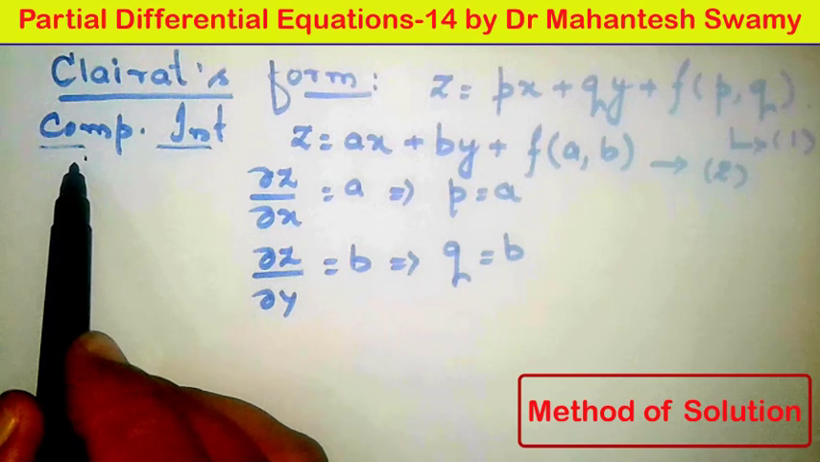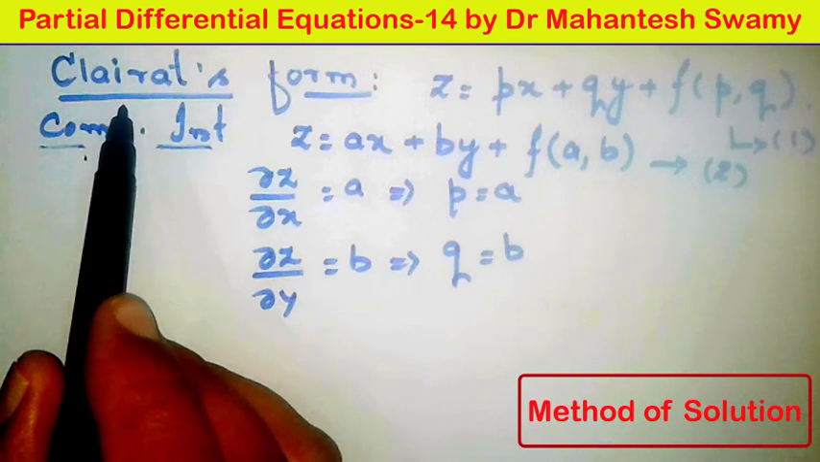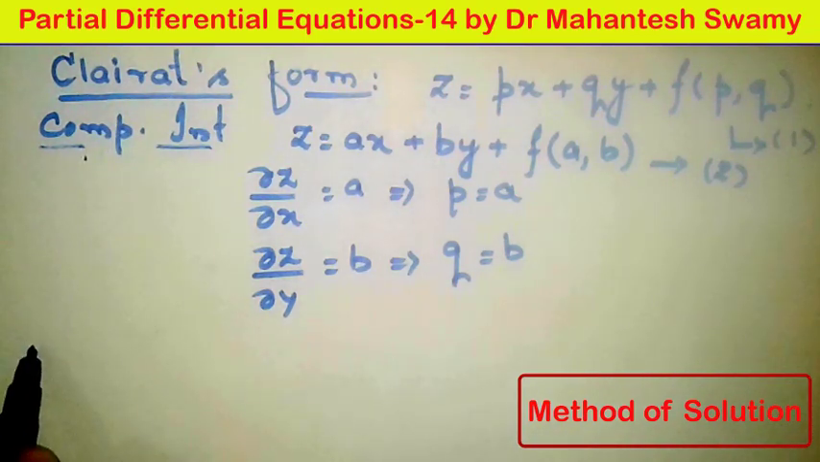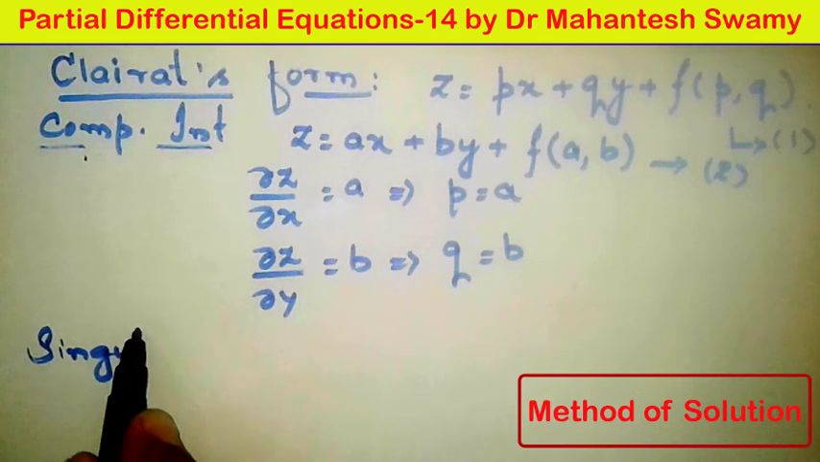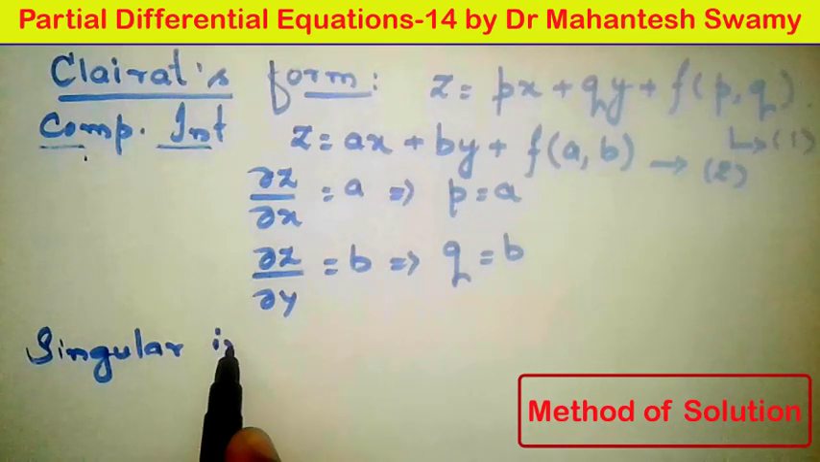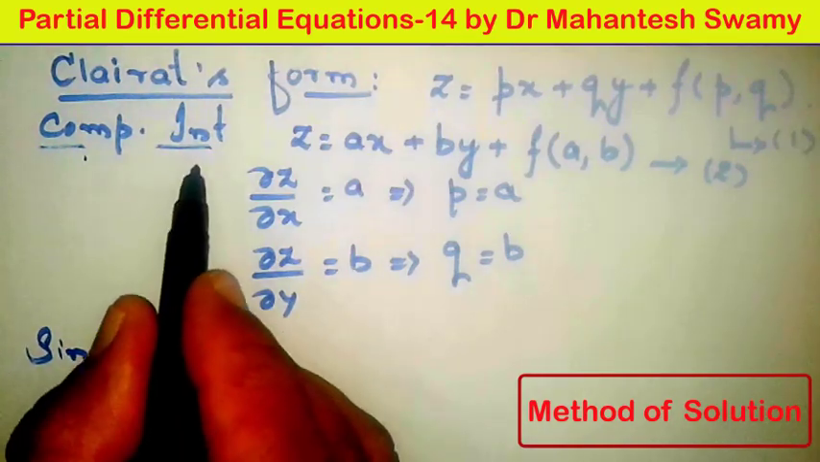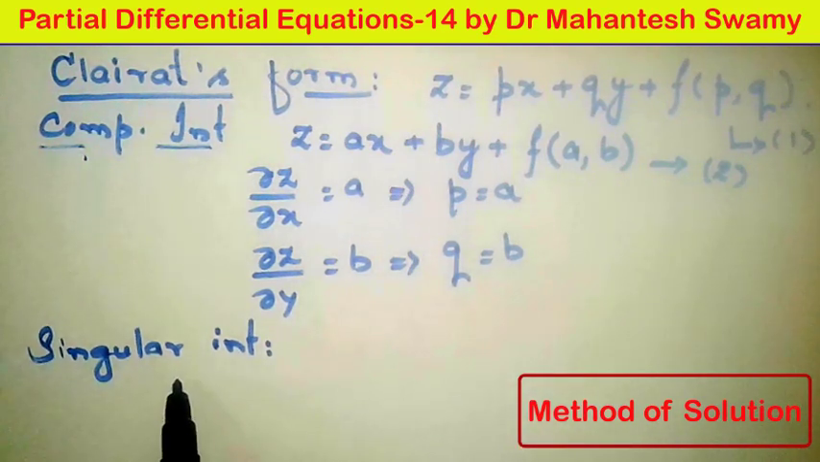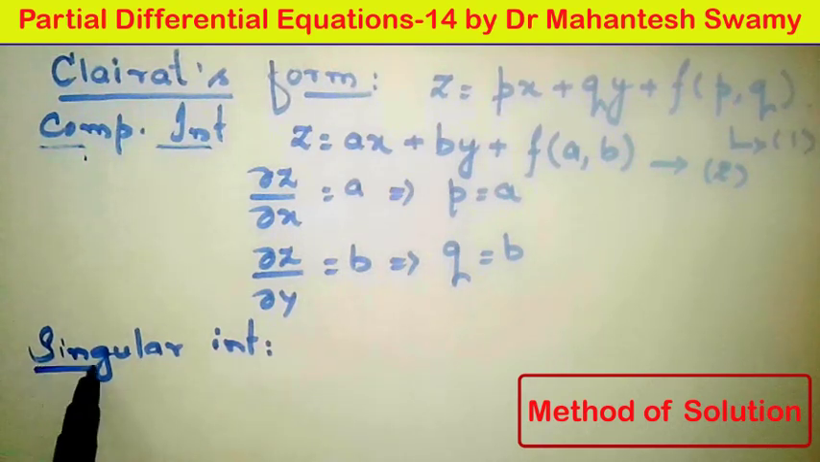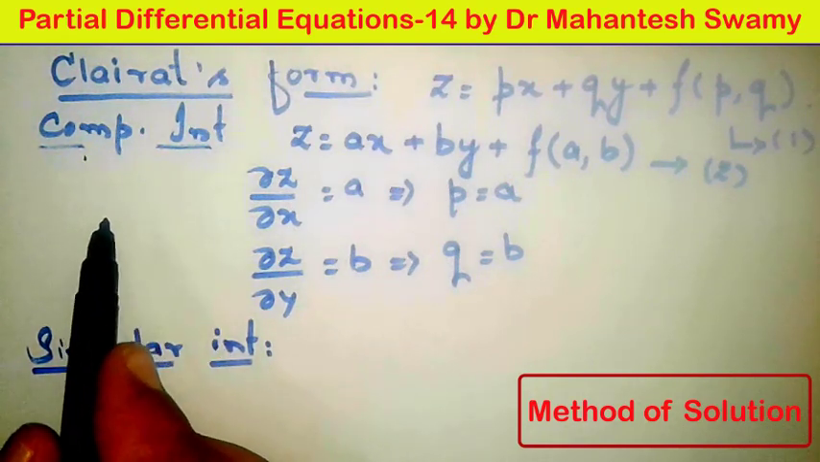Therefore, in this case we are supposed to find one more solution of the given PDE, that is, the singular integral. So it is better if we go for finding the singular integral of the given PDE which is in the Clairaut's form. Finding the complete integral will be asked only for 2 marks. It is not so difficult, whereas finding the singular integral is a little bit lengthy work, and we shall try to know how to get the singular integral for the given partial differential equation.